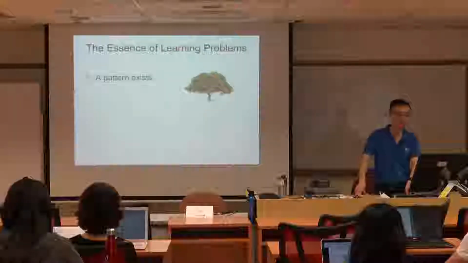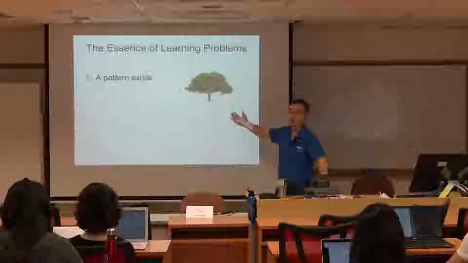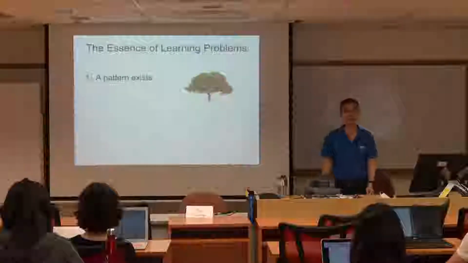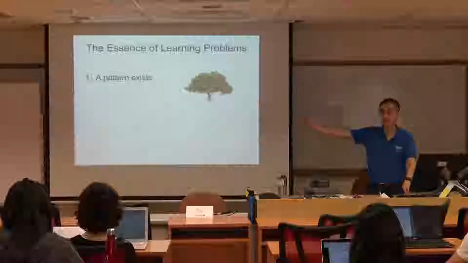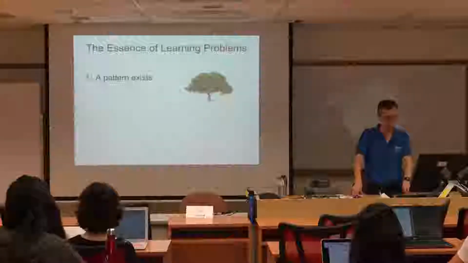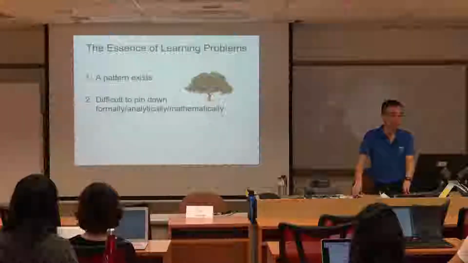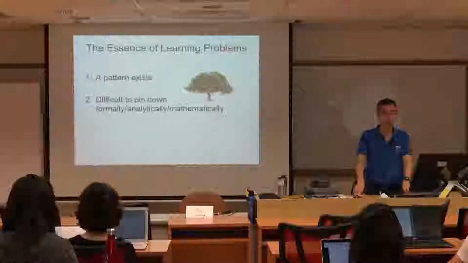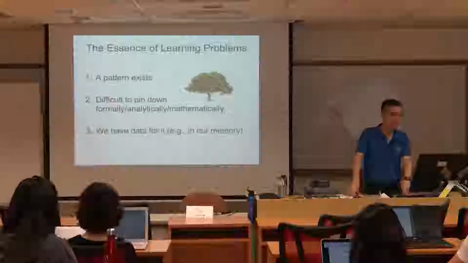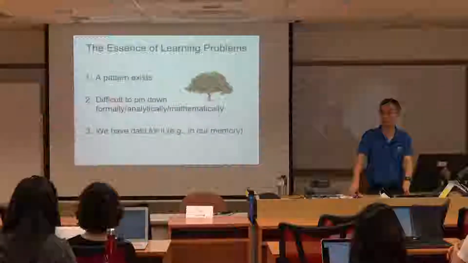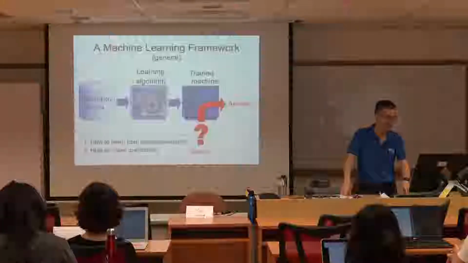The essence of machine learning problems is that a pattern exists. For example, when we learn the concept of trees, we will see a lot of trees in our life. And the next time when you see any picture or trees that are similar to this one, you know what the thing is. But it's difficult to pin down formally or mathematically. How do you put it into a formula? And we have data for it in our memory. So using this memory, basically a rule to do this kind of decision making.